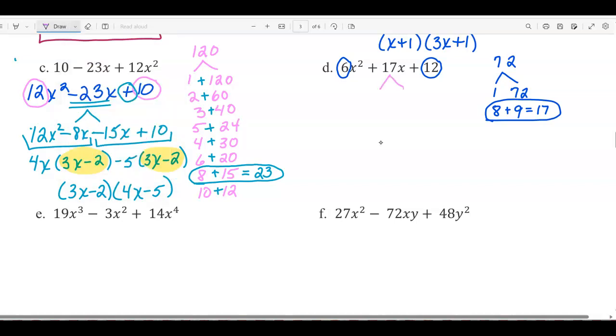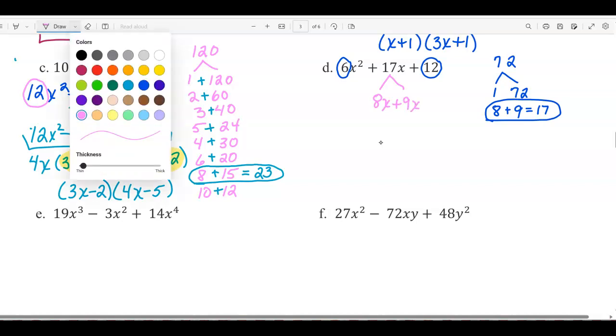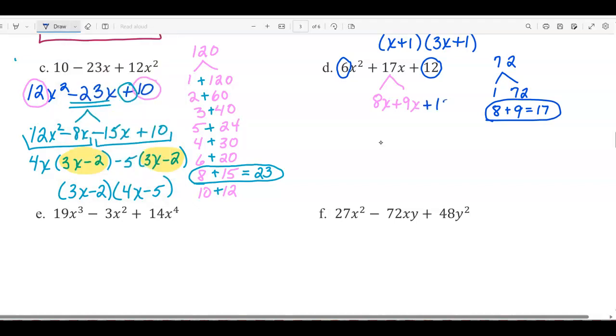We're taking that 17 and rewriting them. It's a plus on the 12. The signs are going to be the same. It's going to be a plus. So this is going to be 8x and 9x. The front and back factor come down to be 12 and 6x squared.